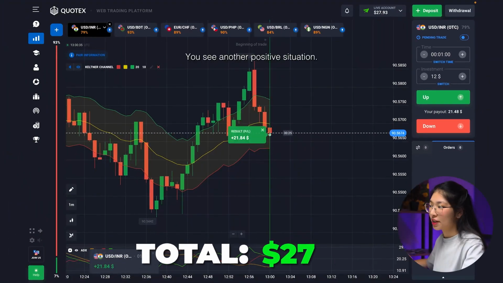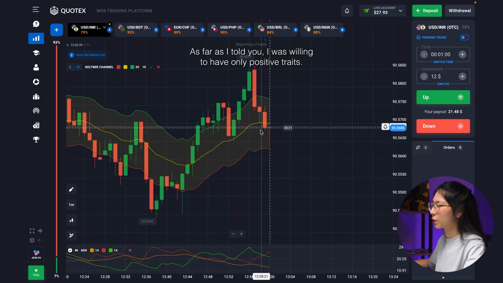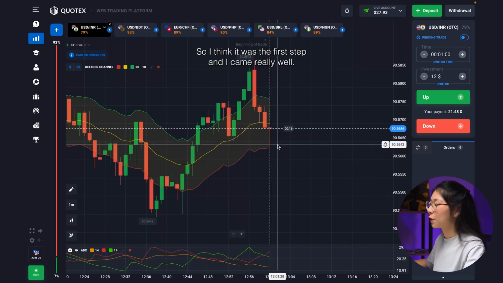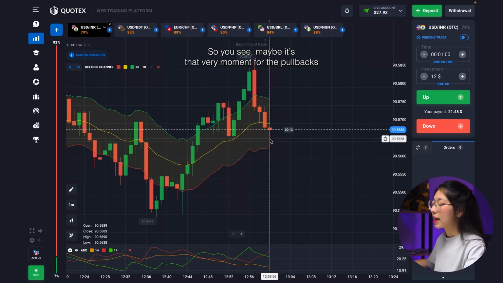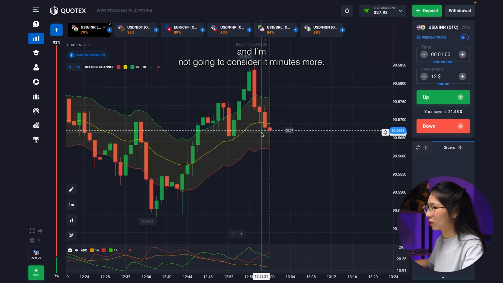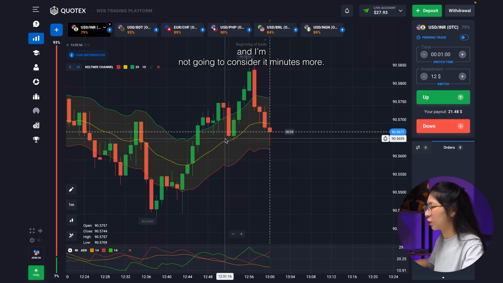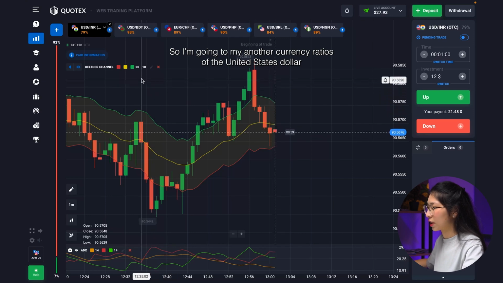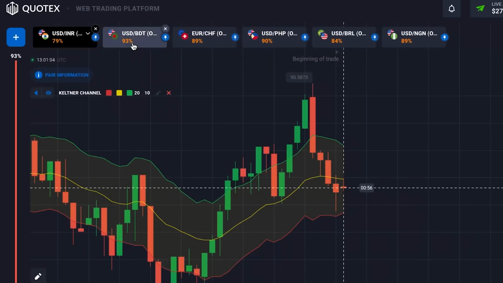Perfect case, guys. You see, in a positive situation, as I told you, I was willing to have only positive trades. So I think it was the first step, and it went really well. Maybe it's that very moment for the pullbacks, and I'm not going to consider it for more minutes. Okay, I'm going to my next currency pair, the United States dollar and the Bangladesh taka.